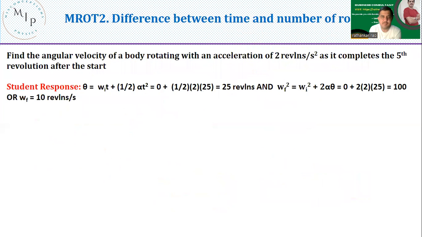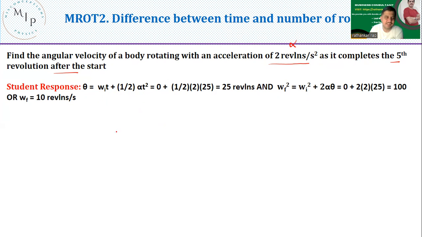Find the angular velocity of a body rotating with an angular acceleration of 2 revolutions per second square. So alpha is given to you. If it completes the 5th revolution after the start. This question was given as an MCQ to my students. When they started working on it, they used the expression theta equal to omega I into t, because it's uniform acceleration, and hence they understood from the previous problem, I think.